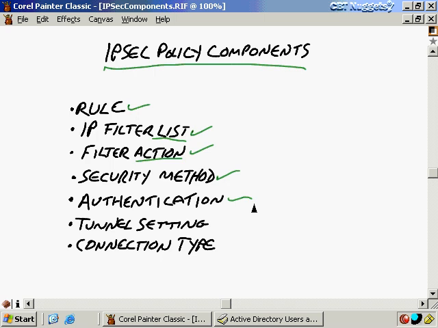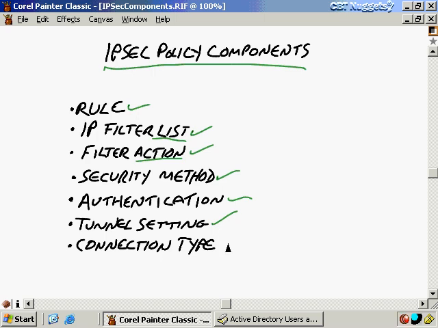Then you can also do tunnel setting. For example, we want to be able to determine whether or not this is being sent between two routers over something like a WAN or a public internet connection. And if that's the case, we want to make sure that both those endpoints will be able to support tunneling with IPSec. On the other hand, if you decide not to use tunneling, that's what we call transport mode. And then you can also determine the connection type.